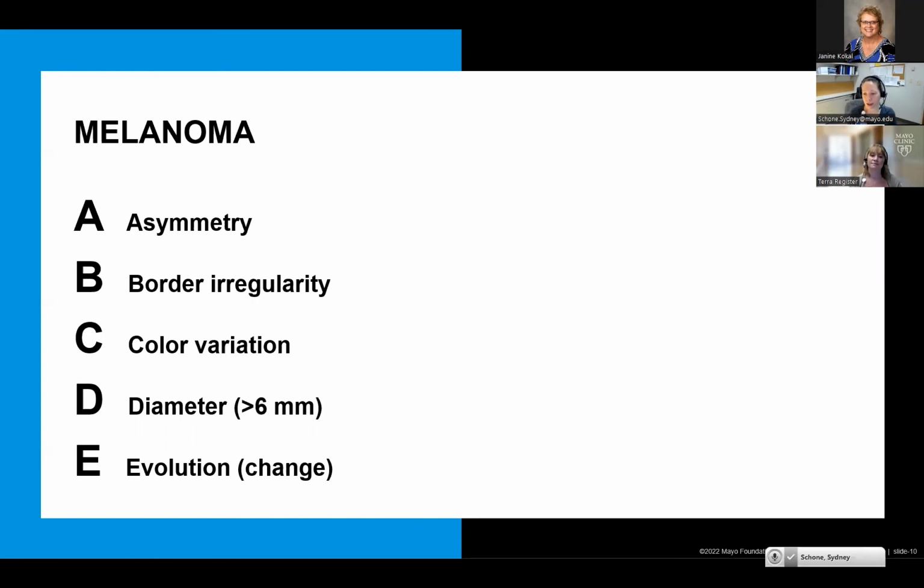Another scoring system that had previously been used is called the Glasgow 7-point checklist, in which they use a major and a minor score. The major score is looking at a change in size, shape, or color of a mole, and the minor scoring includes looking at diameter, inflammation of the mole, crusting, bleeding, or a sensory change.